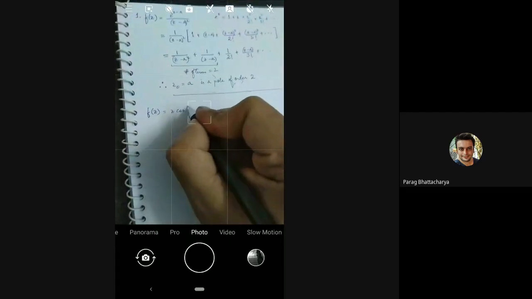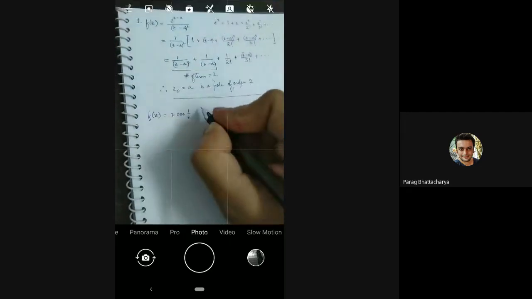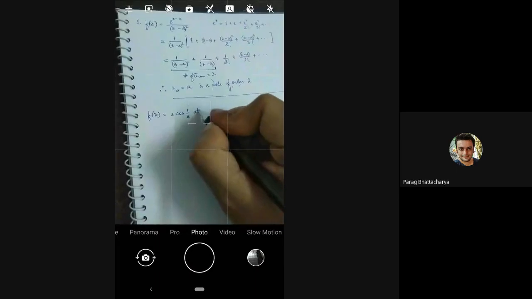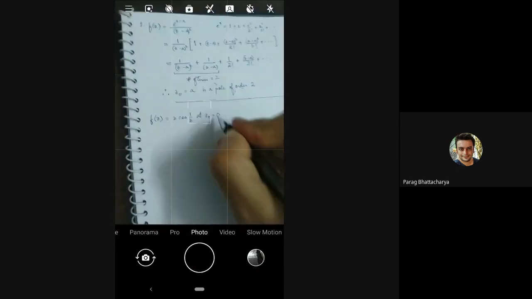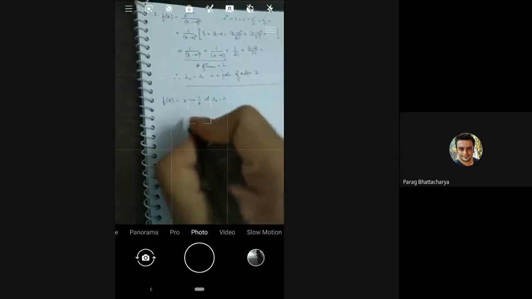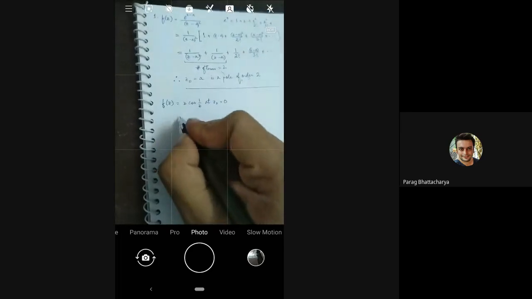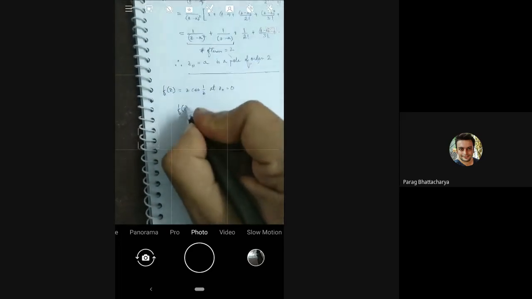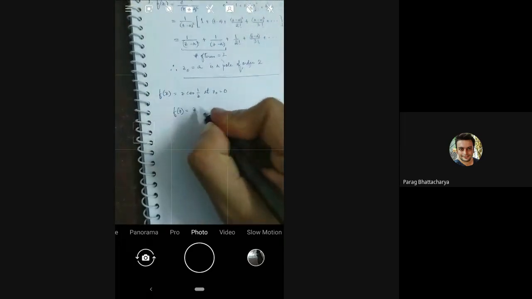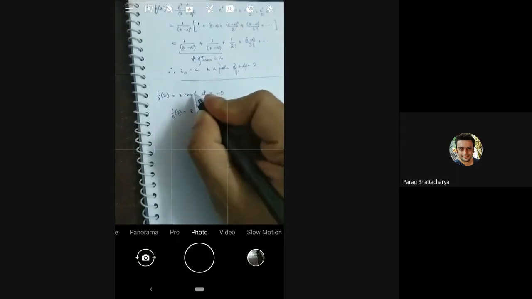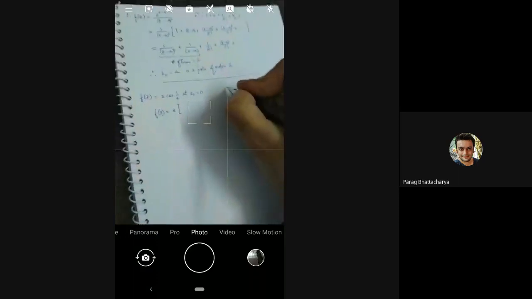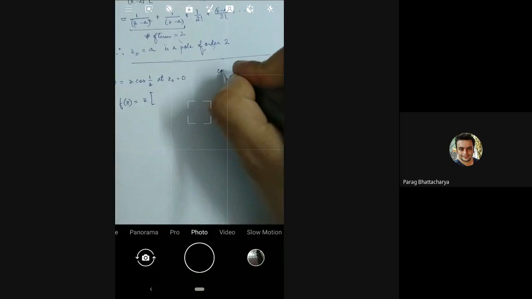So we need to find the residue of this function f of z equals z cos 1 by z, at z naught equals 0. This is very straightforward, because for this f of z, I take the z outside and then expand this cos of 1 by z. So what is the expansion of the cos function?